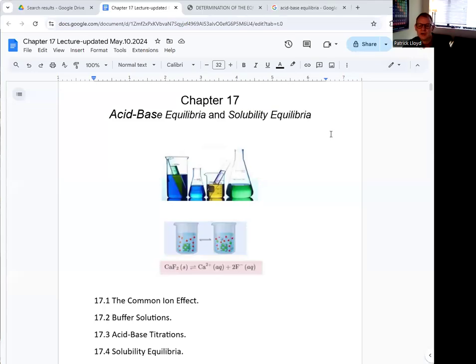Hi, we are now ready for chapter 17, which is our fourth topic. So we're getting close to halfway there. Chapter 17 involves two separate topics that are combined together really for convenience. The first one is acid-base equilibria. So we're going to continue our discussion of acids and bases, but we're going to look at more complex solutions.